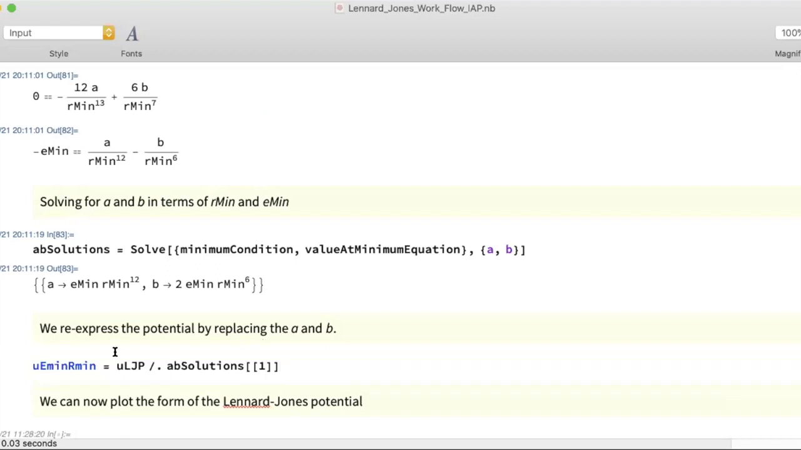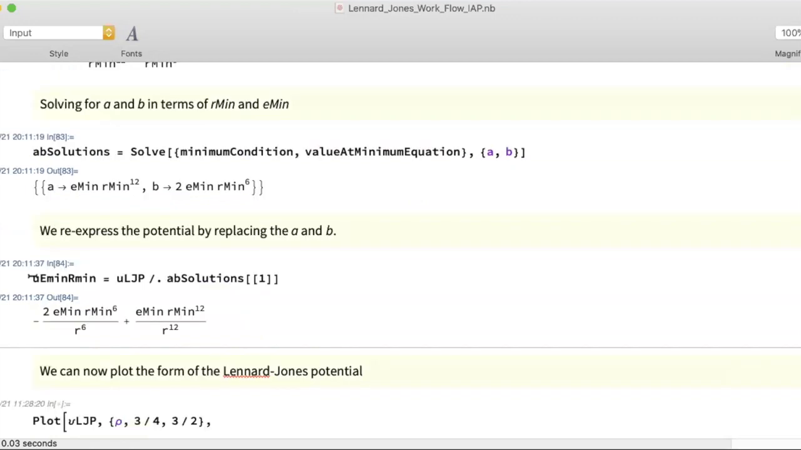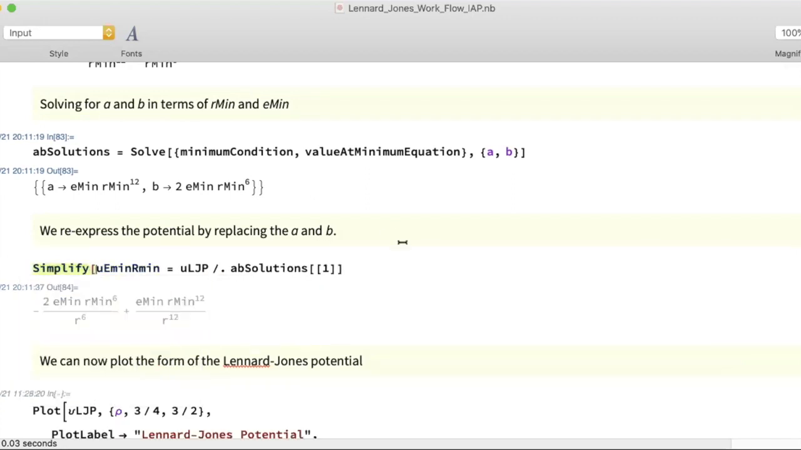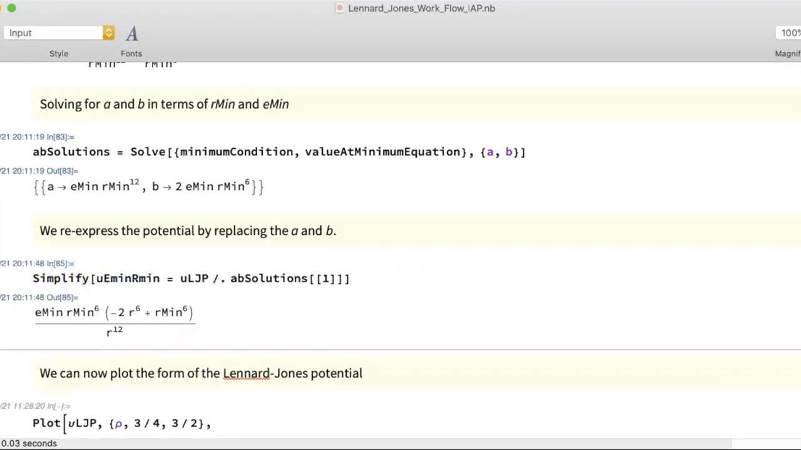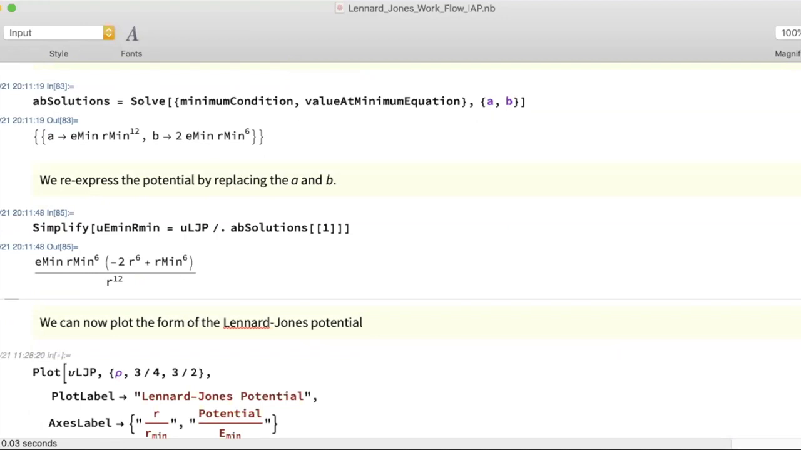Okay, so what I'm going to do now is take these solutions. This is a list of one set of rules for solutions. I'm going to back substitute with those solutions. And I have a form of the potential, which is now in something which makes a bit more sense. I could simplify this expression, and that will probably factor out some terms. And I can see the form of this expression in terms of quantities that are a bit more useful.